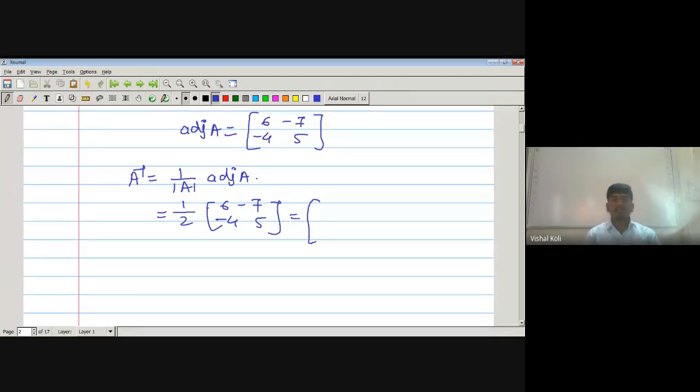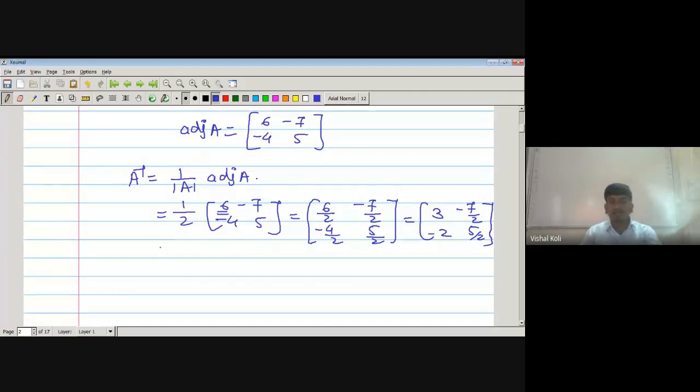Now we know that scalar multiplication with a matrix means we have to multiply each element in the given matrix by the scalar. Here k is 1 by 2. Therefore it is 6 by 2, minus 7 by 2, minus 4 by 2 and 5 by 2. That is, 6 by 2 is 3, minus 7 by 2, minus 4 by 2 will be minus 2, and 5 by 2. So here we get the inverse matrix.